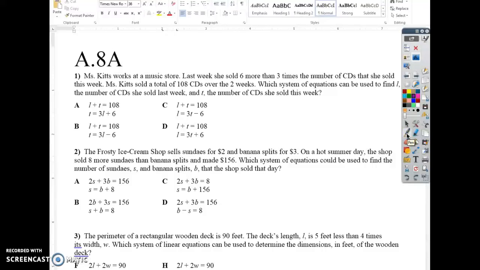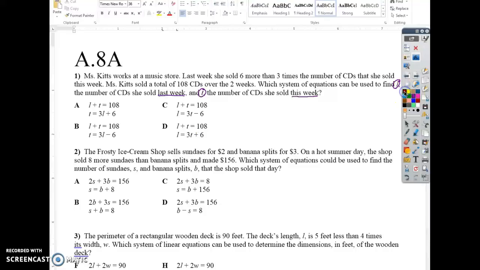So problem number 1 says, Miss Kitts works at a music store. Last week, she sold 6 more than 3 times the number of CDs that she sold this week. Okay? Miss Kitts sold a total of 108 CDs over the 2 weeks. Which system of equations can be used to find L, the number of CDs she sold last week, and T, the number of CDs that she sold this week? So if you notice, the answers all have L's and T's.